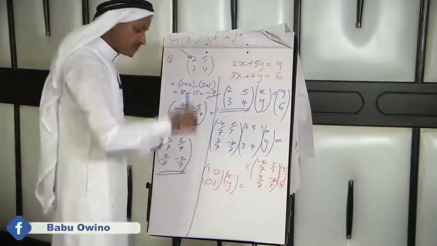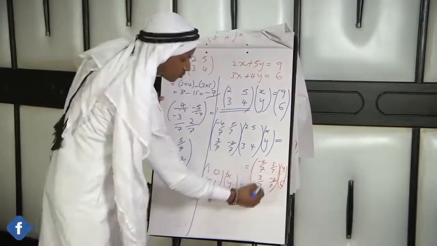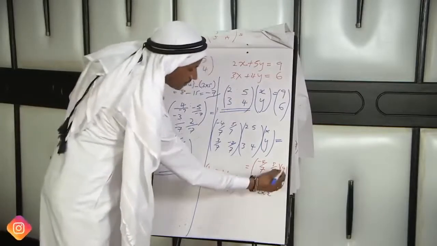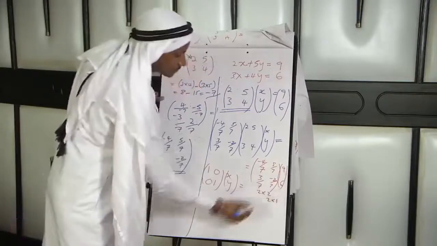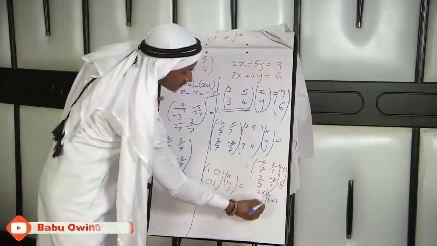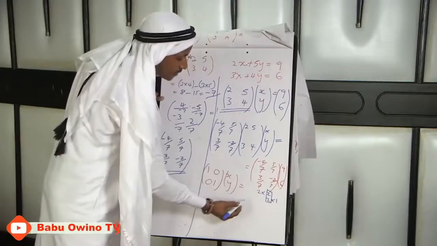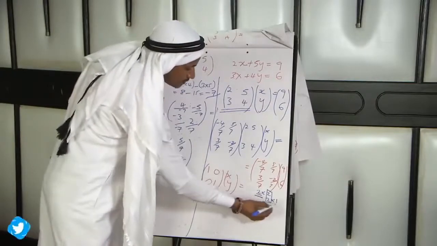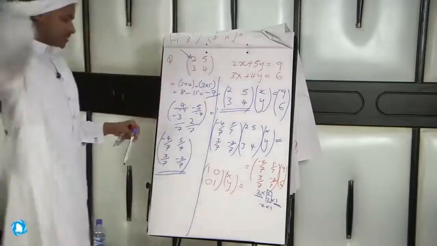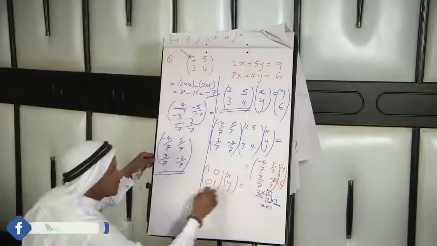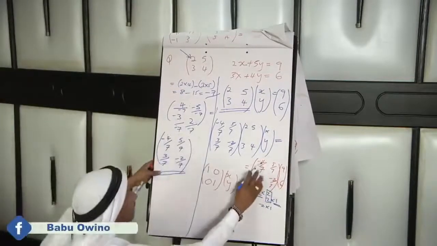So from the first example I told you, this is a 2 by 2 matrix multiplied by a 2 by 1 matrix. This is a 2 by 1 matrix. Therefore, they are compatible. You can multiply them. And the resulting answer becomes a 2 by 1 matrix. So let's multiply this, class.